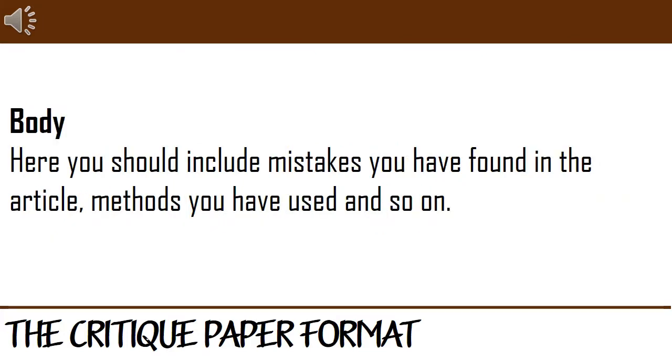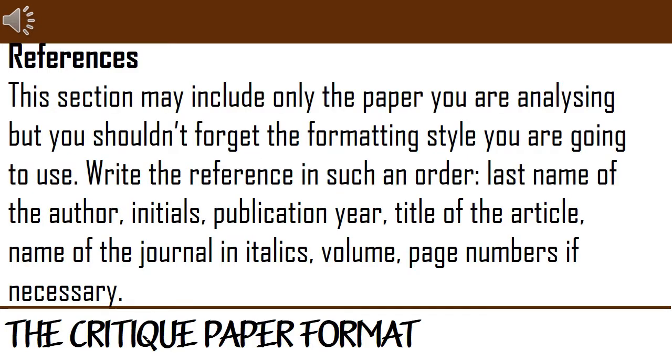Second, body. On the next page, center the title of your work and start providing necessary details, not forgetting to double space the text. Here you should include mistakes you have found in the article, methods you have used, and so on. Third, references. This section may include only the paper you are analyzing, but you shouldn't forget about the formatting style you are going to use. Write the reference in such an order: last name of the author, initials, publication year, title of the article, name of the journal in italics, volume, and page numbers if necessary.